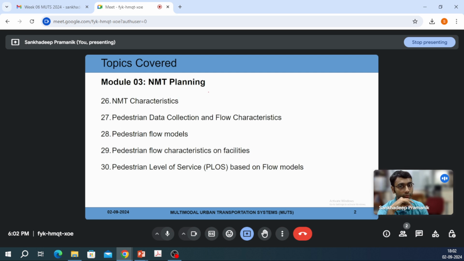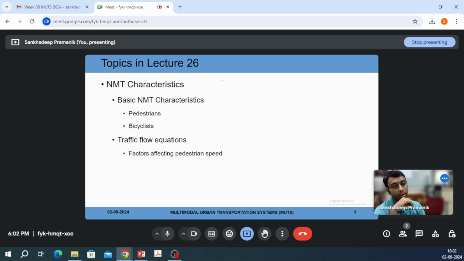So in this week 6 we were discussing NMT planning, and first in lecture 26 we started with different characteristics of NMTs, non-motorized transportation, like for pedestrians or bicyclists. These all things we have discussed. Then we proceeded to the traffic flow equation and the factors that affect pedestrian speed, which we discussed.